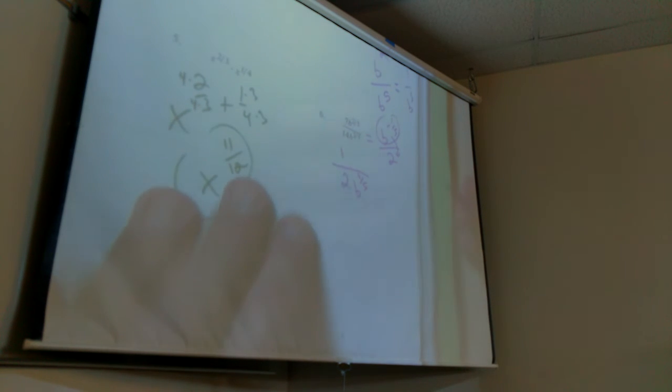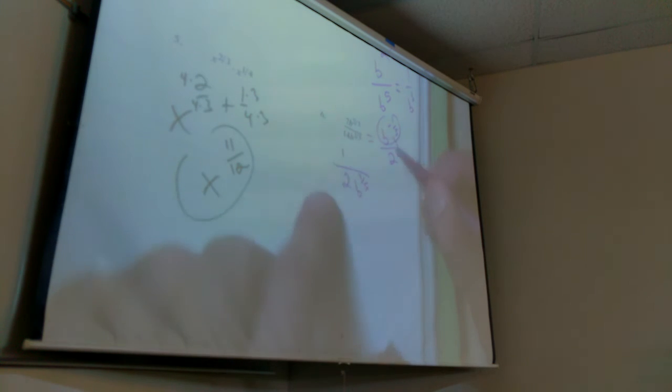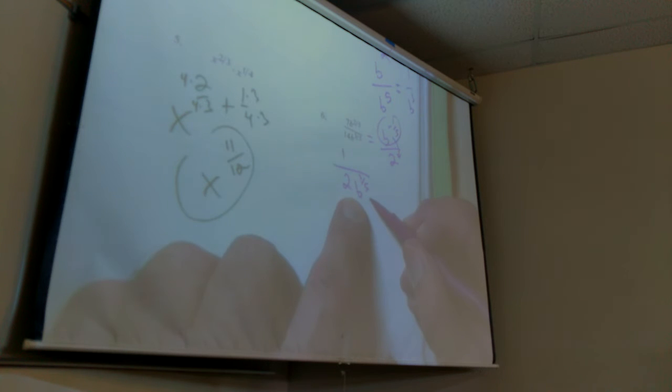Either way, nothing major going on here. When I divide, what do I do with the powers? Subtract. What's 2/5 minus 3/5? Negative 1/5. What's a negative power mean? Flip. That's all. There's actually nothing new here.